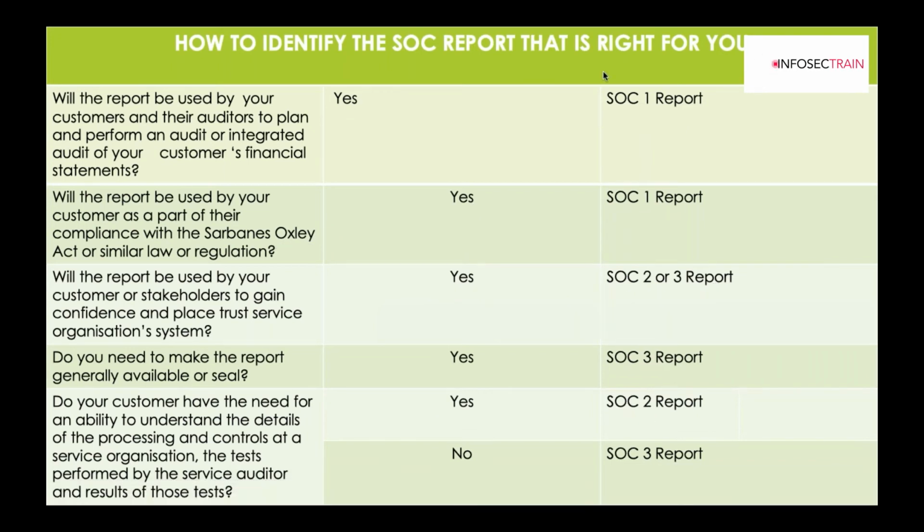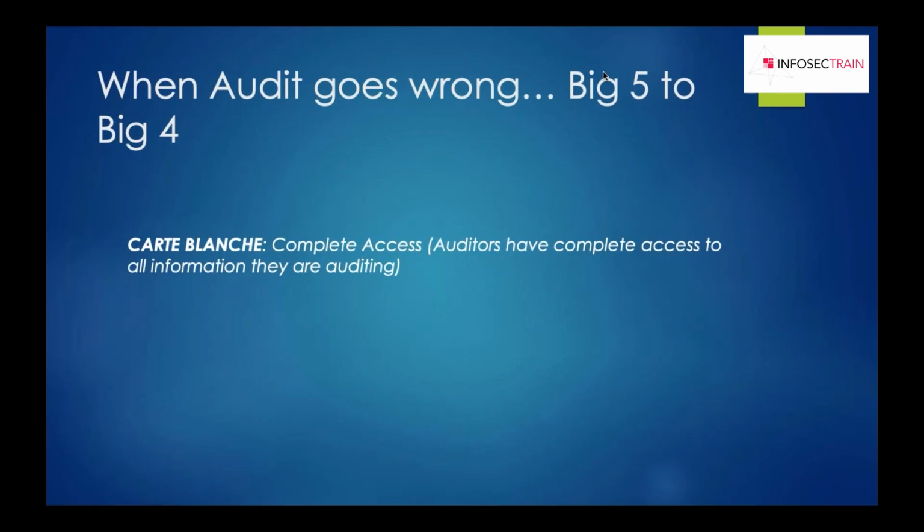Now, what happens when an audit goes wrong? We discussed briefly about the Big Four while we were talking about KPMG, EY, PwC, and Deloitte. So do you know, before we had the Big Four, we also had the Big Five. There was an organization called Arthur Andersen. Have you heard about that organization?